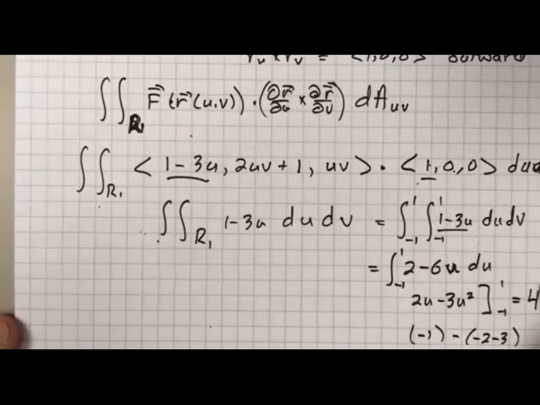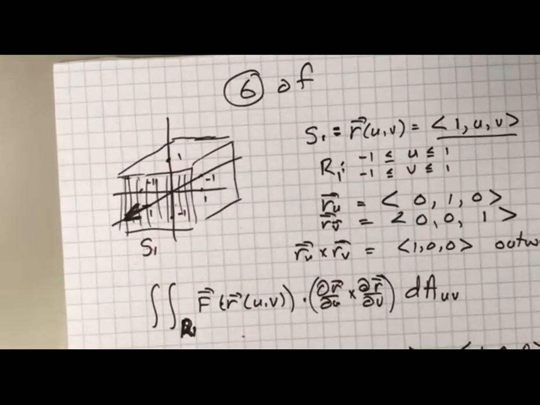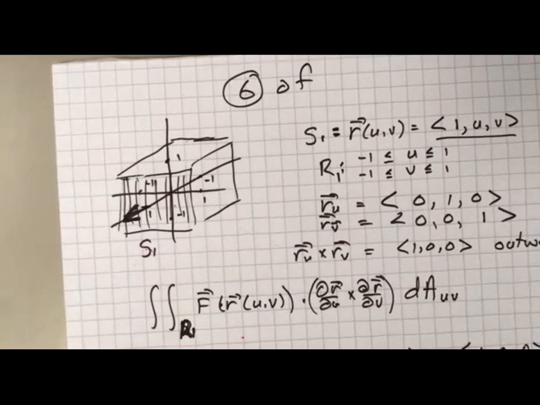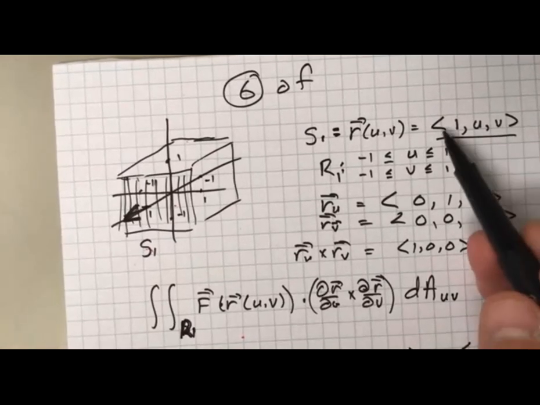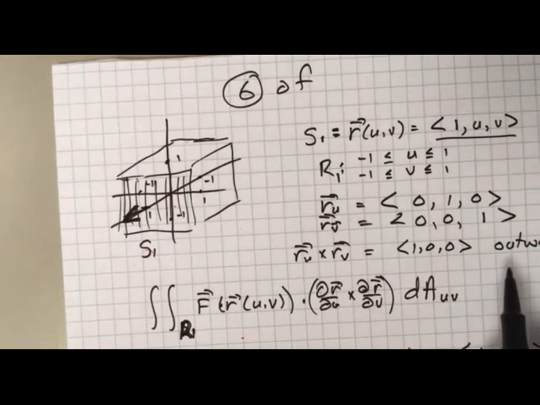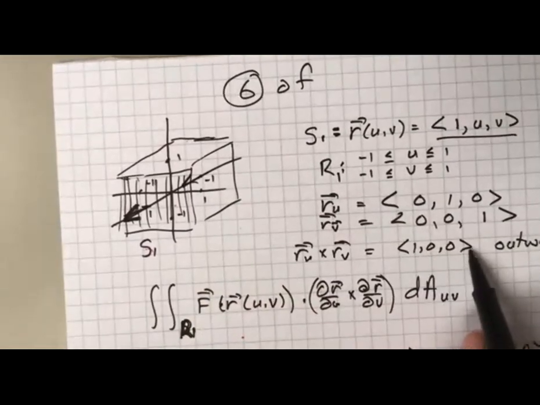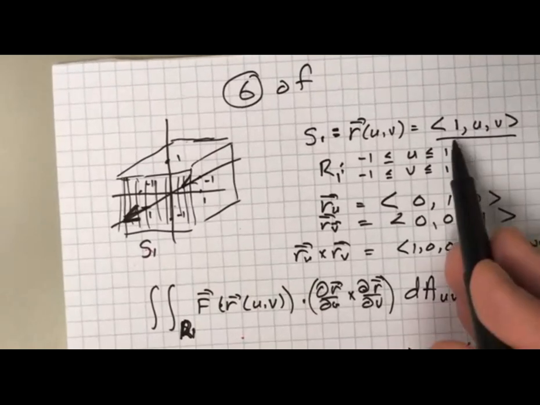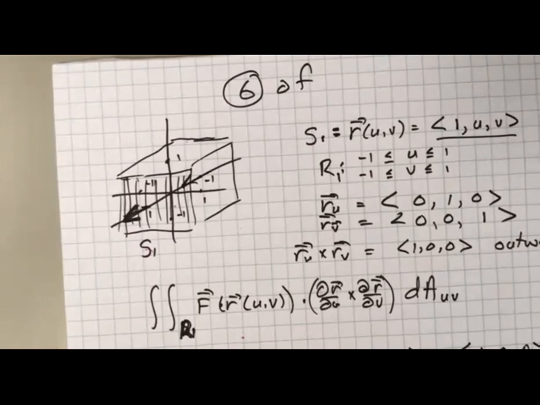So 4 is the flux outward through this face. But the question is, how do I do the rest of the faces? Well, I could use a similar parameterization for the back just by setting this equal to -1. But notice at that time I'd have a normal that's going inward, because the normal would still be 1, 0, 0. If I had a -1, it would change what I have in these slots here, but I'd still only pick up the first slot.